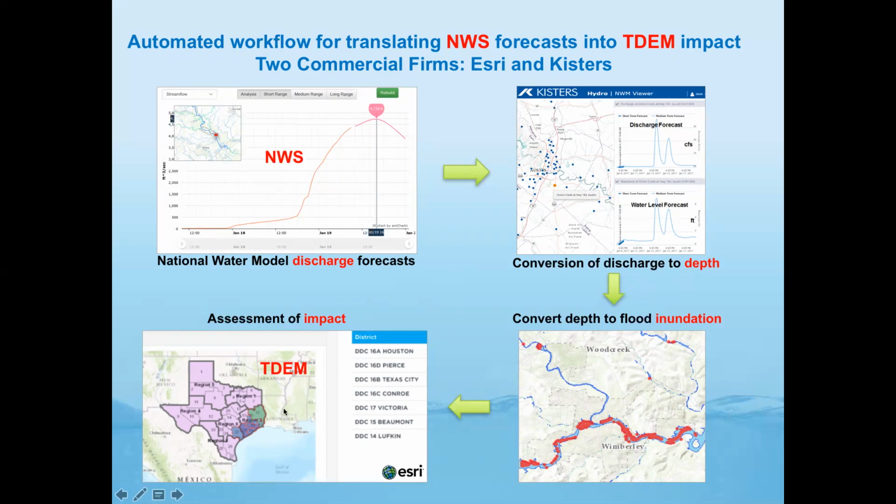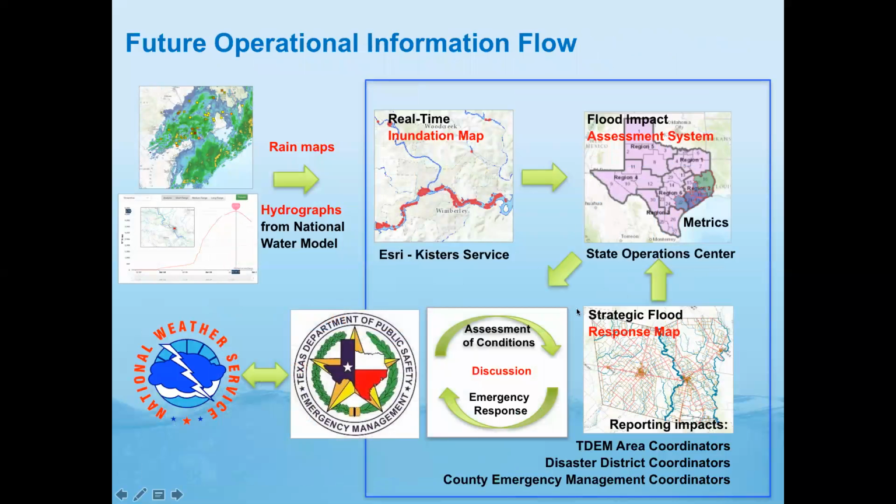Esri has developed a potential impact map, and this is at a real alpha stage, and I'm not going to show this one, but I will be showing you the Kisters. So this is the potential operation flow that we want to bring about. So we're not just seeing rain maps, but we're also getting to flood maps.